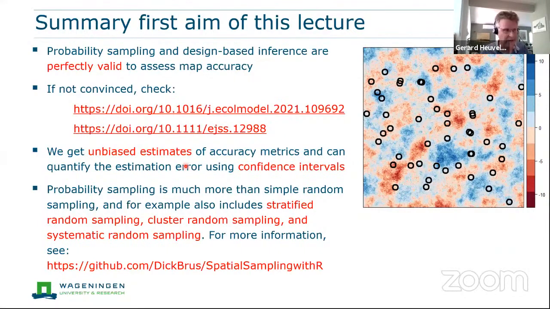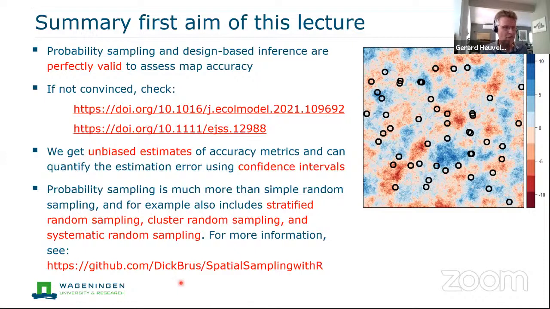We get unbiased estimates and we can compute confidence intervals. All really nice. Now, it's not only simple random sampling that you can use. You can also, for example, use stratified random sampling, cluster random sampling, systematic random sampling. But of course, there has to be a random element in there somehow, so it has to be a probability sample.